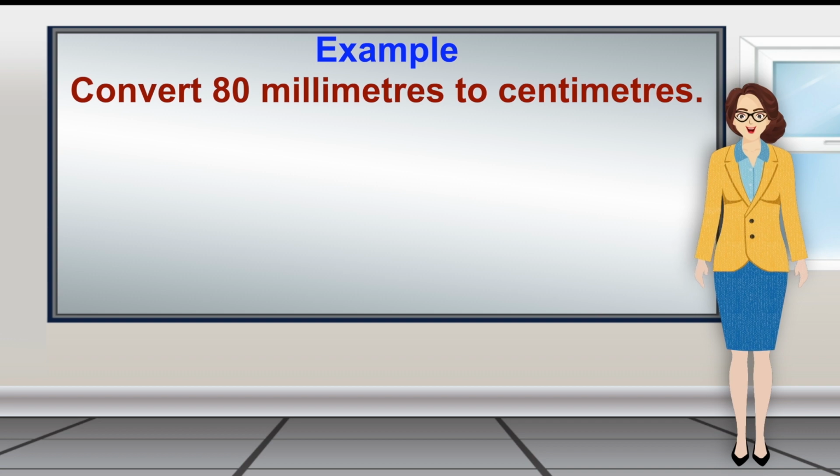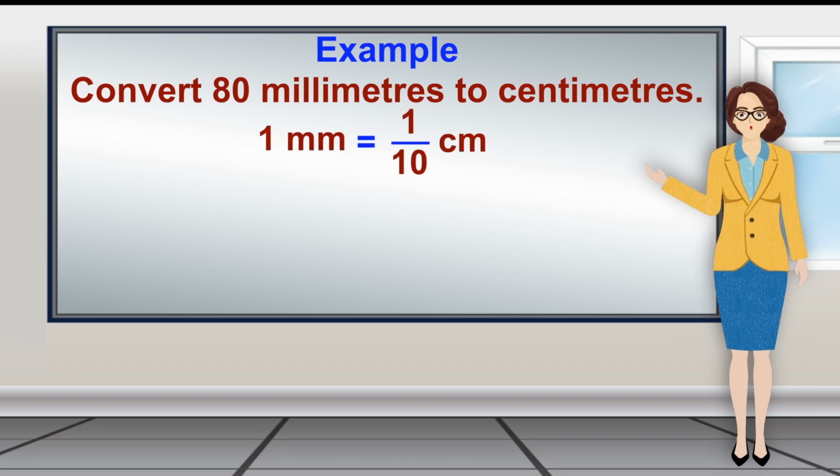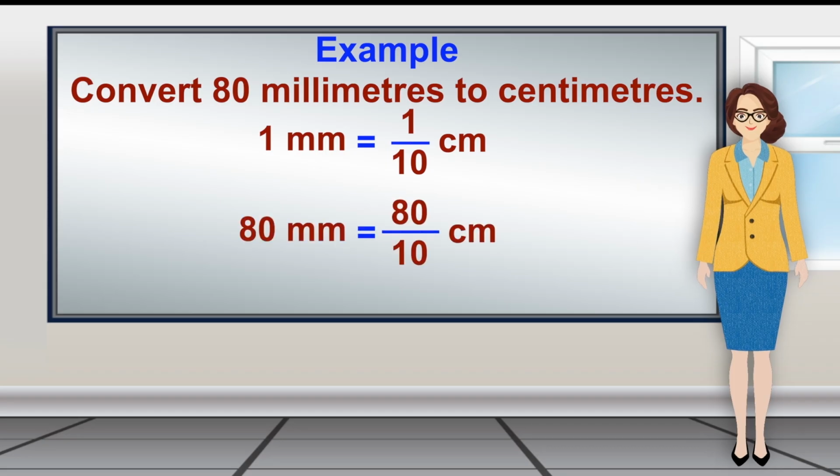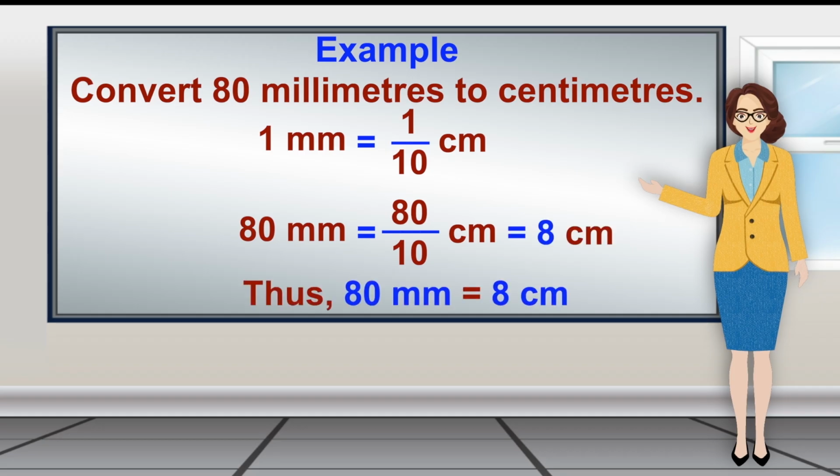Now, convert 80 millimeters to centimeters. As we know, 1 millimeter is equal to 1 by 10 centimeters. So, 80 millimeters equals 80 divided by 10 centimeters equals 8 centimeters. Thus, 80 millimeters is equal to 8 centimeters.